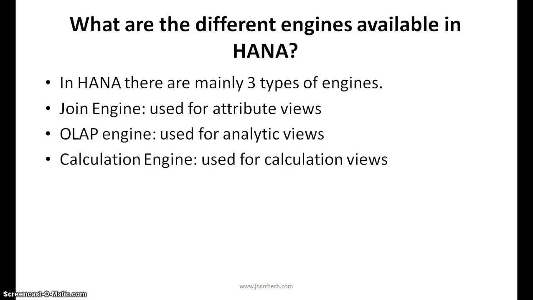So what are the different engines available in HANA? In HANA, there are mainly three types of engines: the join engine used for attribute views, the OLAP engine used for analytical views, and the calculation engine used for calculation views.